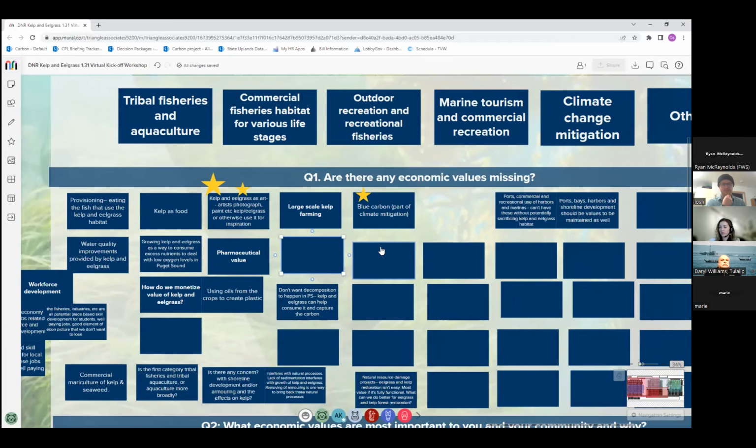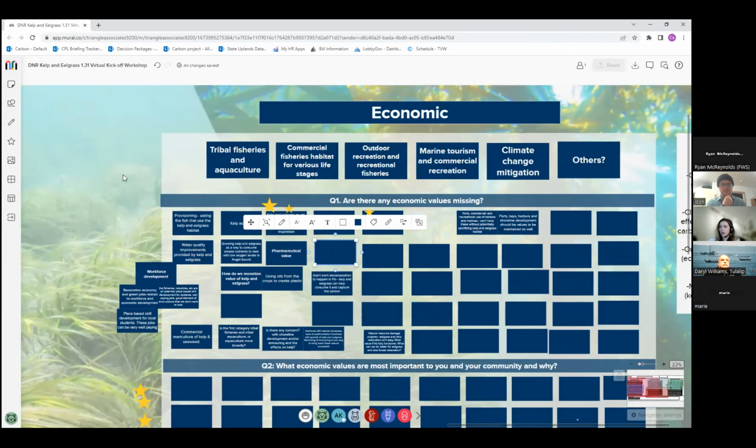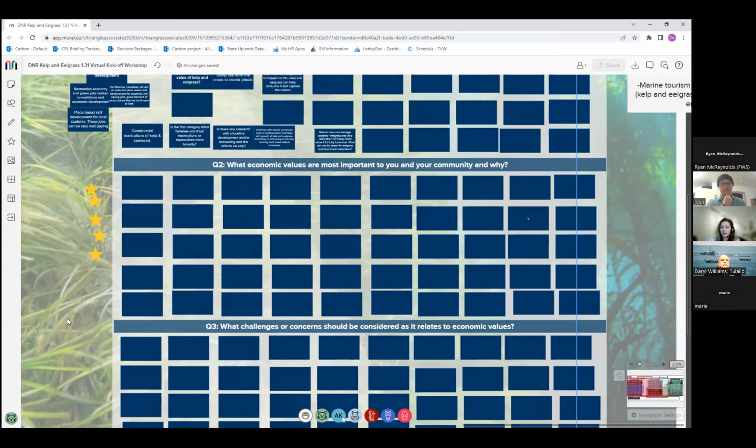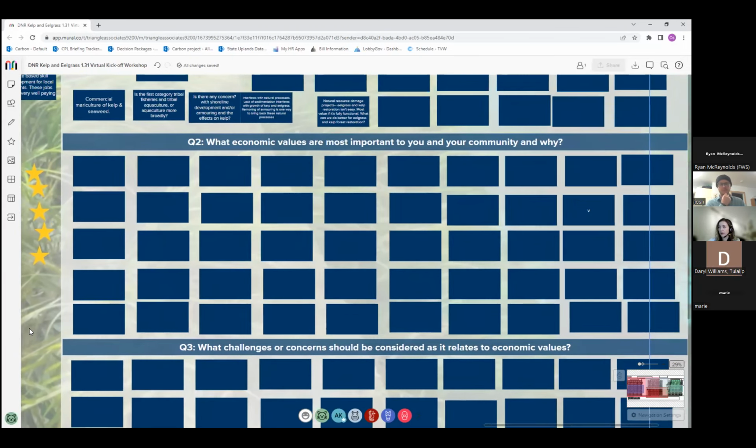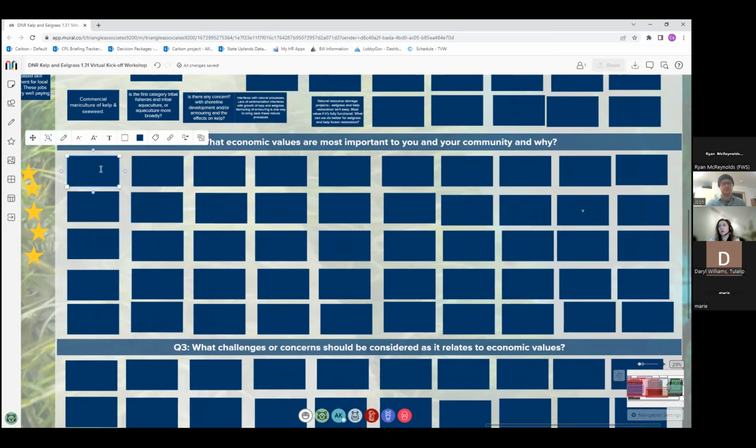So let's go ahead and move into question 2. So thank you so much for all those great suggestions. We're going to continue collecting these throughout the next hour. So let's move into what economic values are most important to you in your community and why. So out of these things that you just all listed and the things that are already provided to you in that list from DNR, what are most important to you? And most importantly, why?